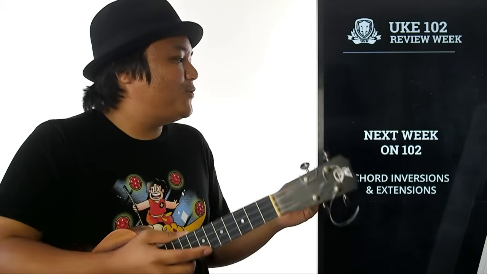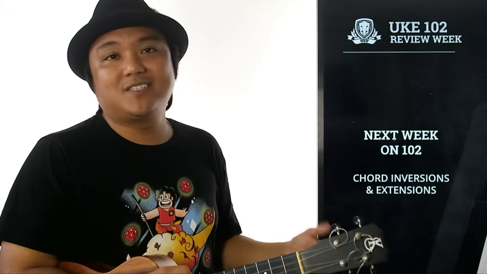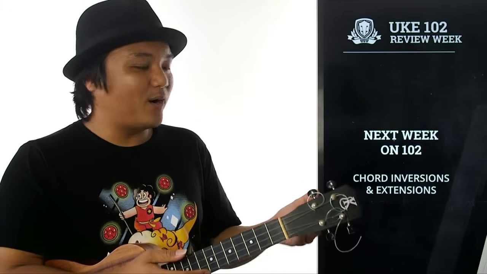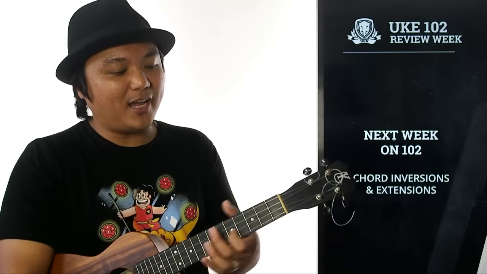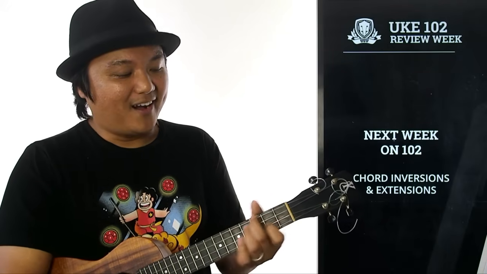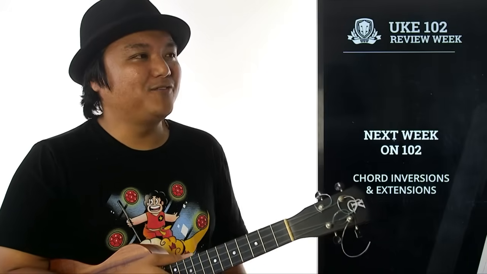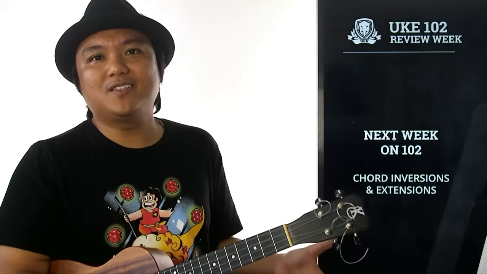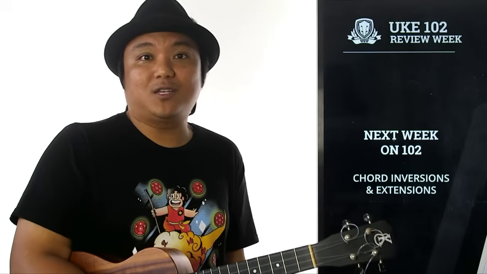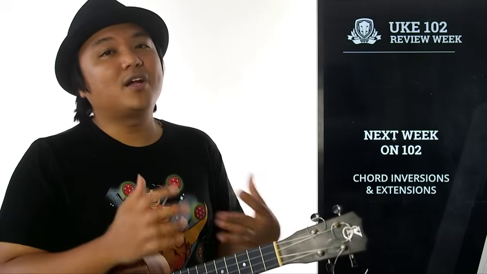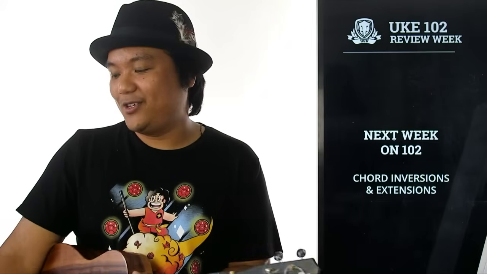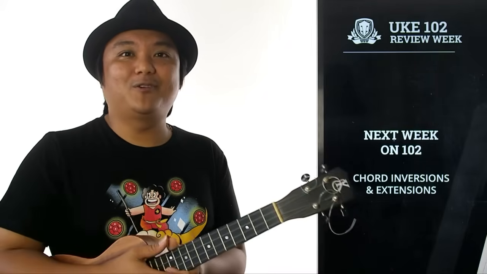And next week on Ukulele 102, we're going to learn chord inversions and extensions. So not only do we know our F chord, we're going to get to know our F major 7 chord, our F7 chord, maybe F everything, F diminished. How do we create all these awesome chords, or F9 or F add 2 or sus2 F, whatever it is. We're going to learn how to create all those chords next week on Ukulele Underground University, Ukulele 102.